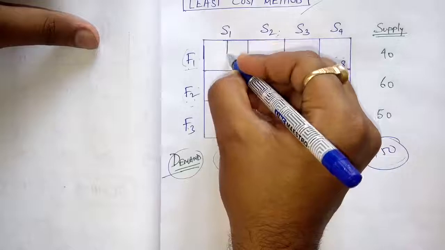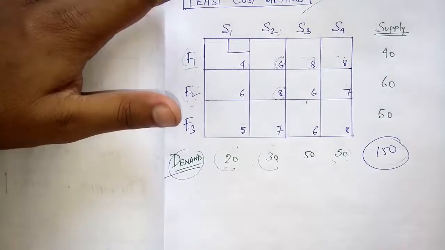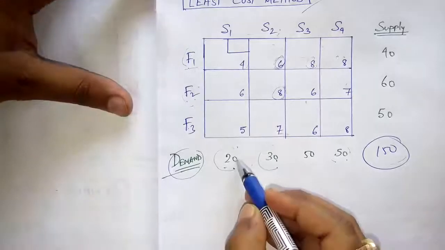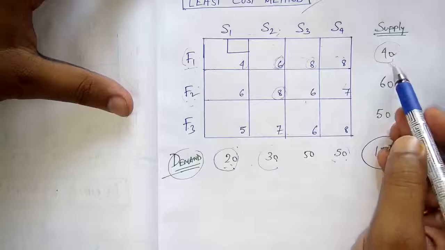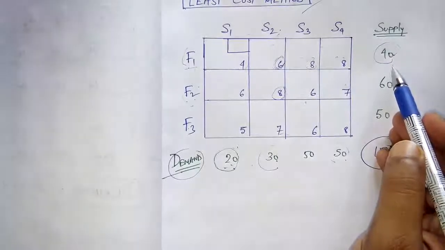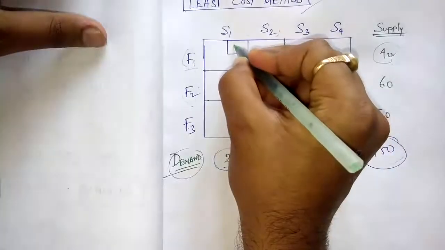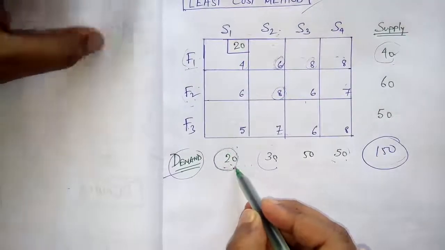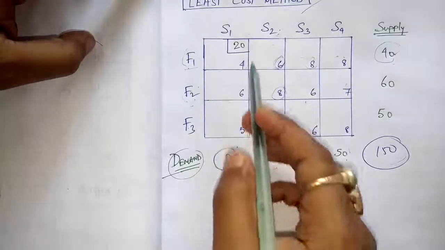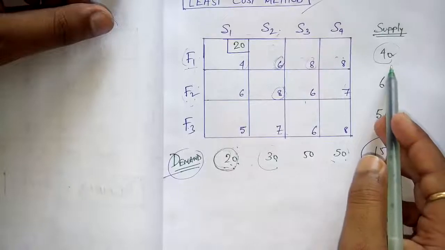So how many goods are you going to supply from factory 1 to store number 1? What I have said is to check demand and supply. If the demand is less than the supply, then fulfill all the demand. So I will fulfill all the demand. That means I will put 20. What is the total demand of store number 1? 20. And how much will I put? 20, because the demand is less than the supply.